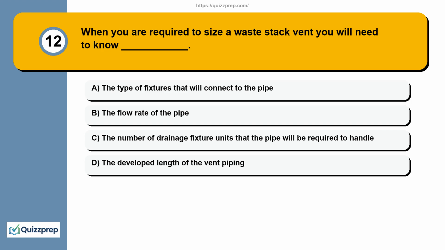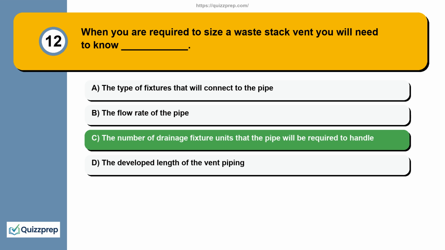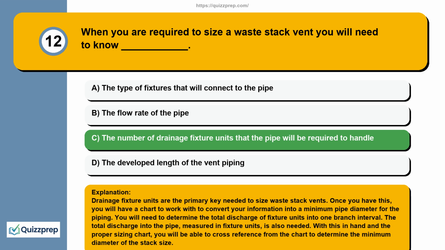Question 12. When you are required to size a waste stack vent, you will need to know the type of fixtures that will connect to the pipe, the flow rate of the pipe, the number of drainage fixture units that the pipe will be required to handle, the developed length of the vent piping. Drainage fixture units are the primary key needed to size waste stack vents.